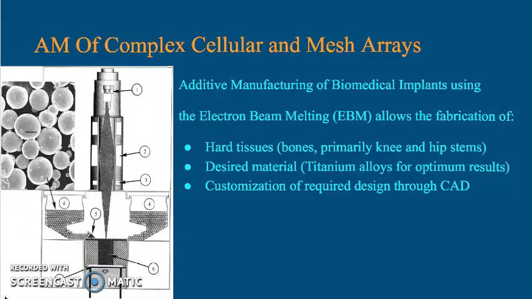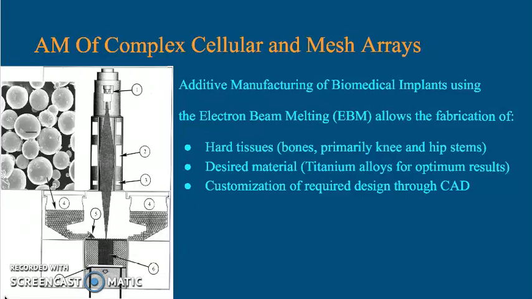Additive manufacturing can be used to form complex cellular structures and mesh arrays. This can thus be used to form patient-specific biomedical implants. Additive manufacturing includes the fabrication of hard tissues, bones, especially knees and hip stems. One of the recent successful procedures that are being practiced to fabricate these implant structures is electron beam melting, also known as the EBM.